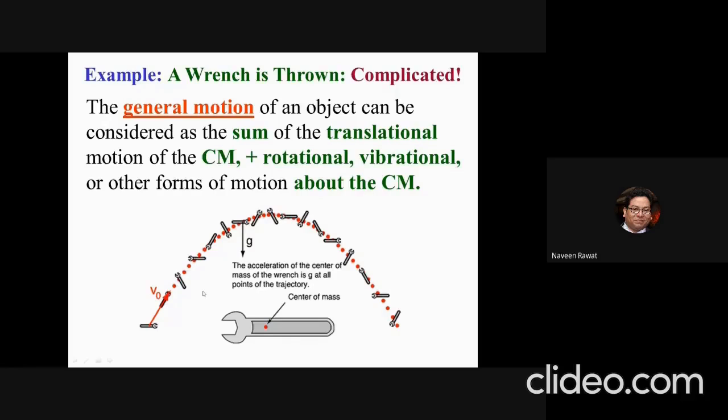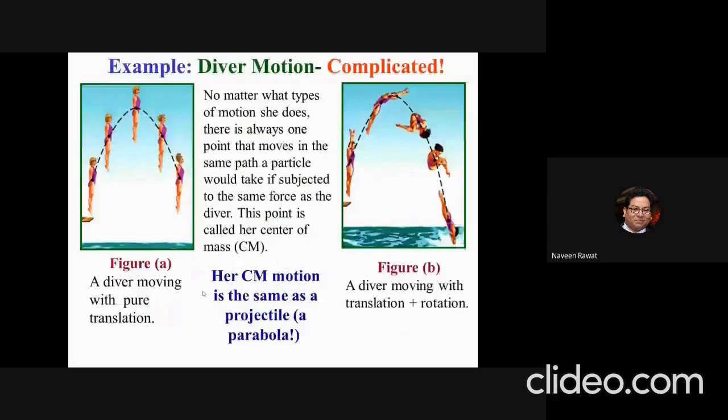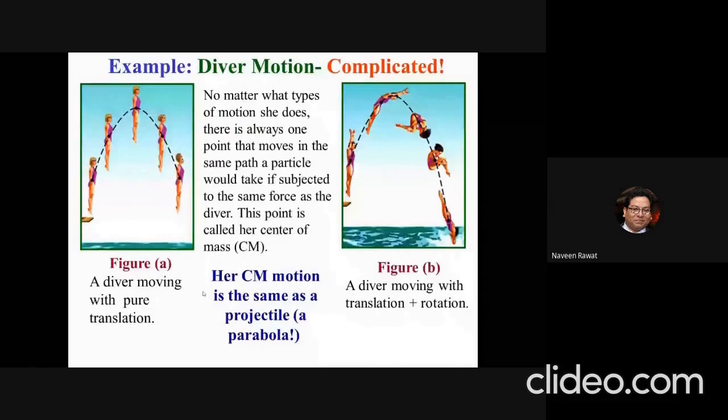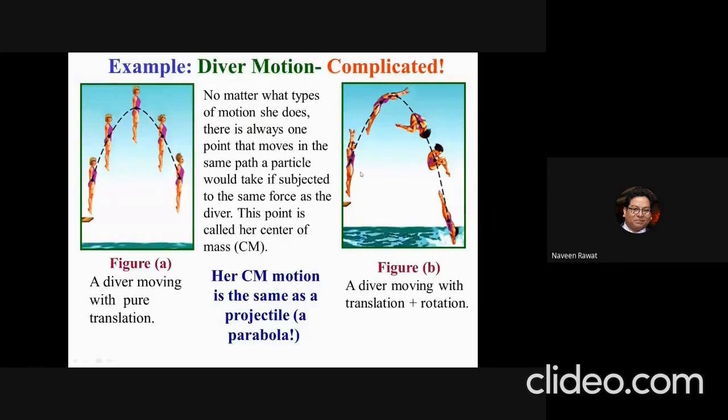Let me present another example. If you have a diver diving into a swimming pool, when the diver is doing a pure translation, again the center of mass of the diver is doing a very predictable motion. Even if the diver is doing a somersault, this center of mass position is following a very ordinary, parabolic path. So the beauty lies in how this center of mass point is moving when the object is moving.